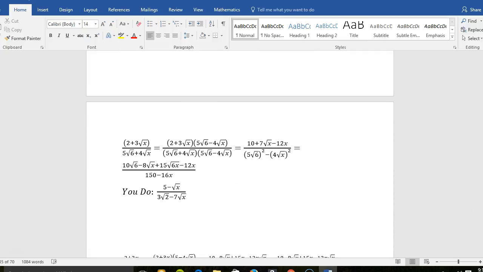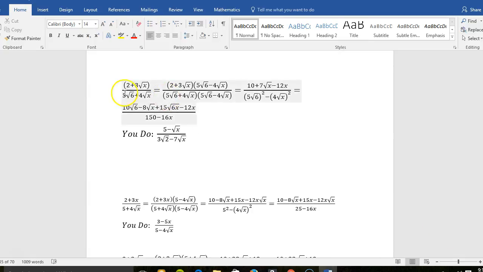Let me skip around a little bit. If you've got this, like 5 rad 6 plus 4 rad x, you're just going to stick 5 rad 6 minus 4 rad x downstairs here and upstairs here. You'll have to do some FOILing up here. And when 3 radical x multiplies negative 4 radical x, you're going to get negative 12 times ordinary x, because radical x times radical x is just ordinary x. You just do FOIL and all that, and do this for your homework, and do this one right here for your homework.